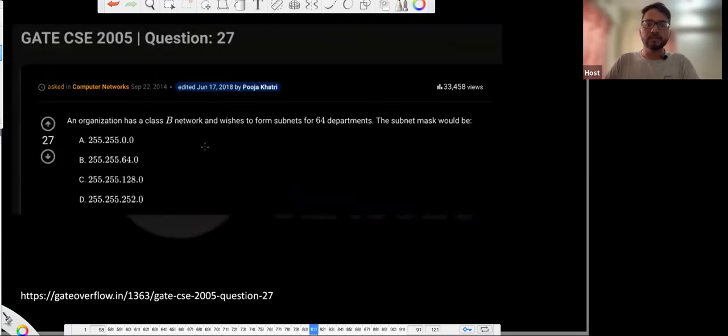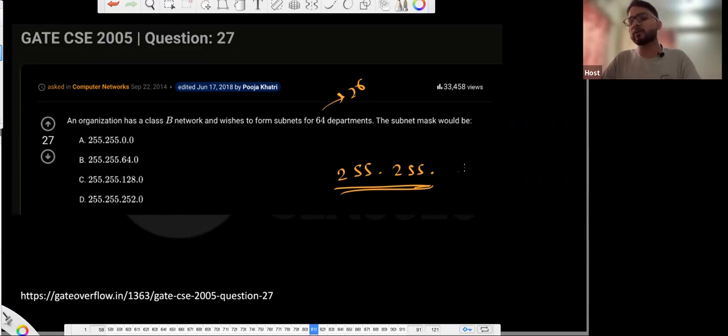Okay, so let's do this. An organization has a class B network and wishes to subnet for 64 departments. So how many subnets does it need? 64. So what should be the subnet ID? Class B means by default these initial 16 bits are fixed. Now they want 2 power 6 subnets. So for the class B, the subnetting could be either classless or classful.